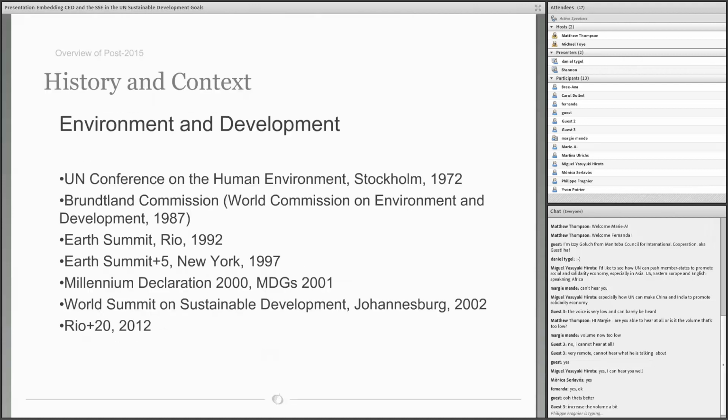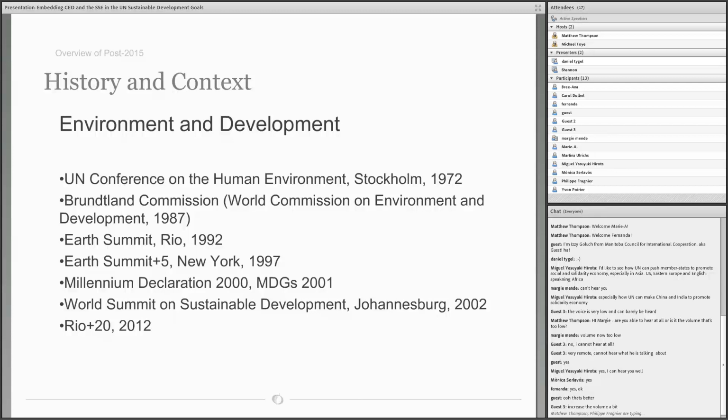Sounds great. So the post-2015 Sustainable Development Goals actually emerged from a long history. We have a history of two worlds that have diverged that are now coming back together. You had a series of conferences throughout the 70s until now that focused on sustainable development, defined as meeting the needs of the present without compromising the ability of future generations to meet their own needs. This was by the Brundtland Commission in 1972.